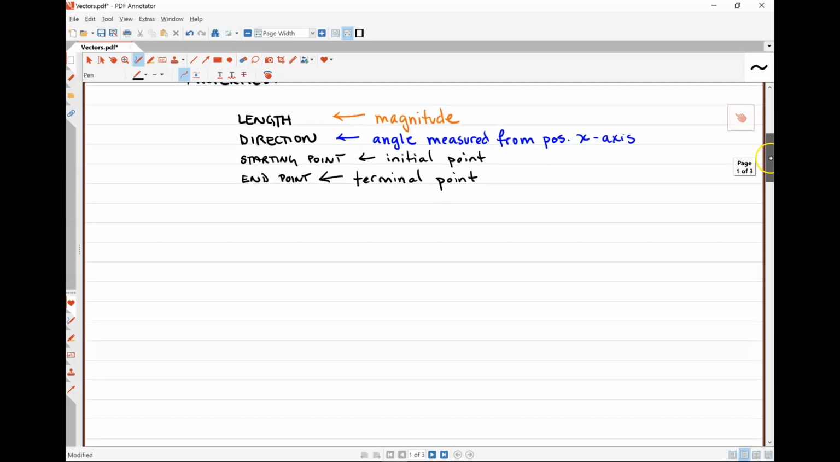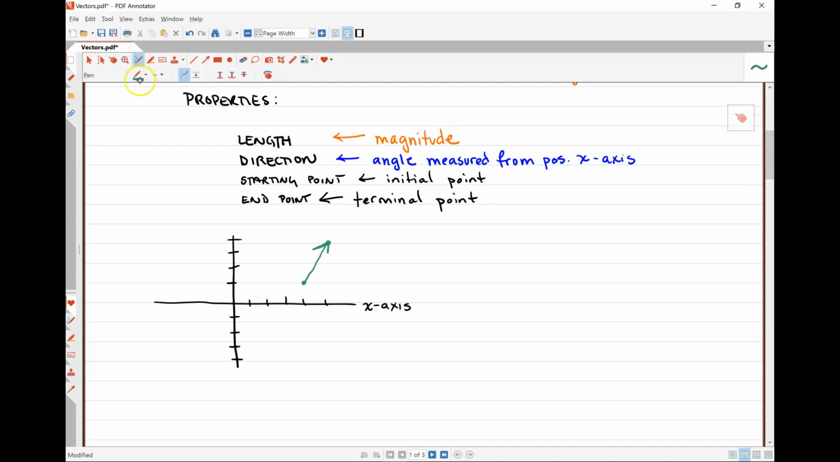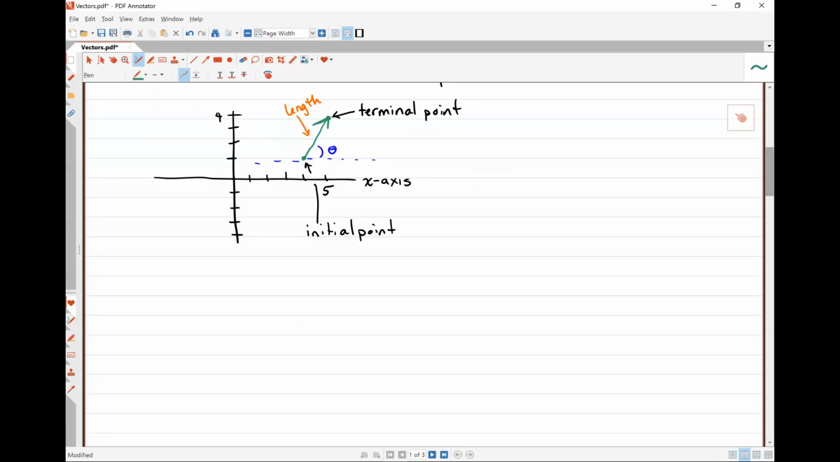So maybe let's see a picture on the Cartesian plane. Okay, so here's a nice little vector on the Cartesian plane. We can see that this has some length, and it's got an angle that we could measure from the positive x-axis. We'd have to measure that angle by drawing a parallel to the x-axis. And it's got a magnitude, the initial point and the terminal point, and this over here is the initial point.